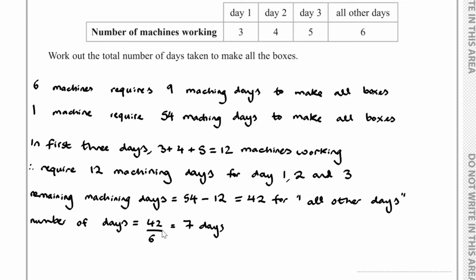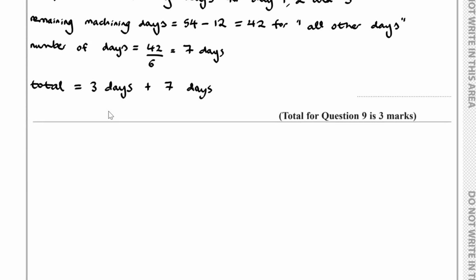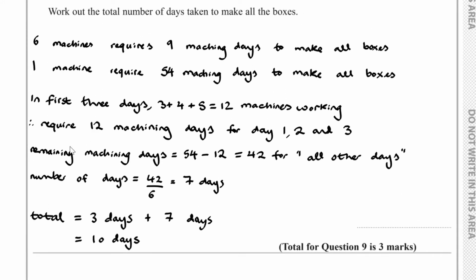So what does this mean? We have 7 days over here in total. So therefore the total number of days we require, that's equal to the 1 plus the 2 plus the 3, so we have 3 days here, plus the 7 days. In other words, we require 10 days in total. Bit of a difficult question that, I think.